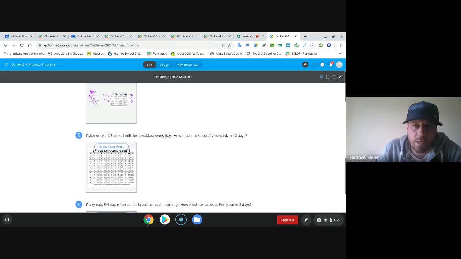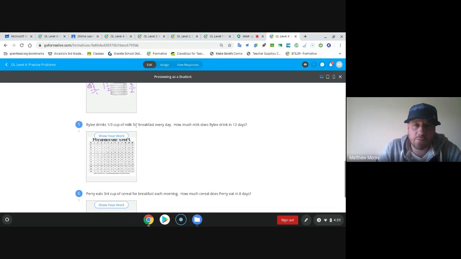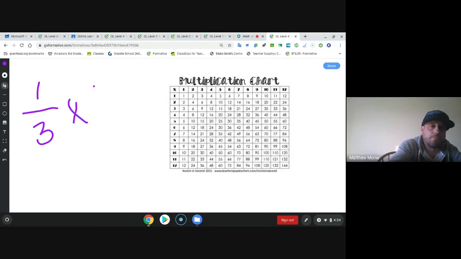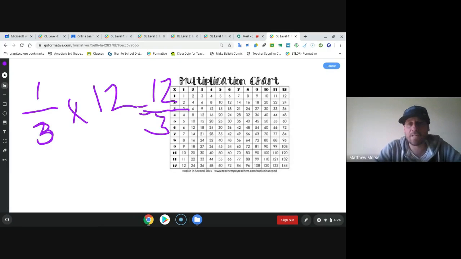Okay, Riley drinks 1/3 cup of milk for breakfast every day. How much milk does Riley drink in 12 days? So we have 1/3 times 12. One times 12 is 12. And your denominator just stays the same. So I have 12/3. Okay, last step, just divide 12.